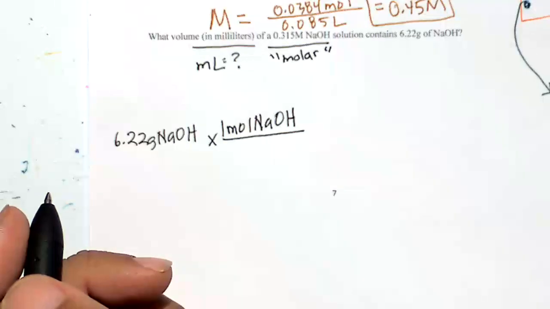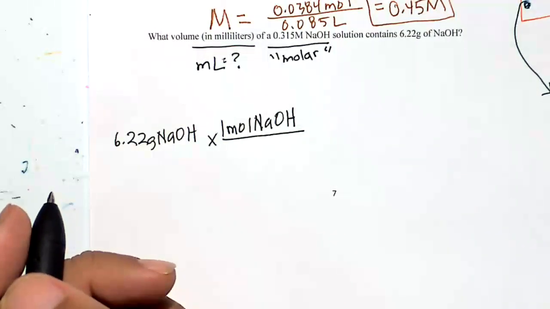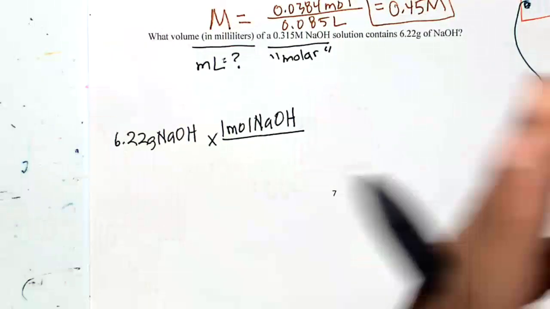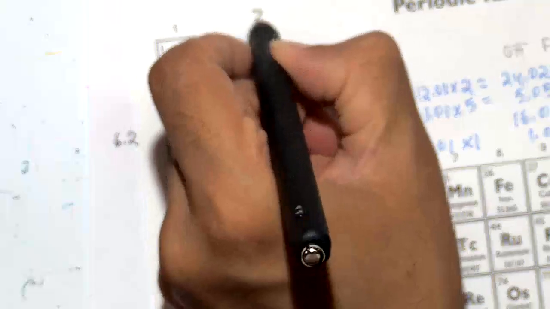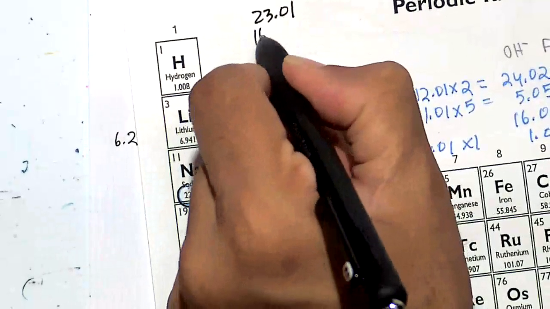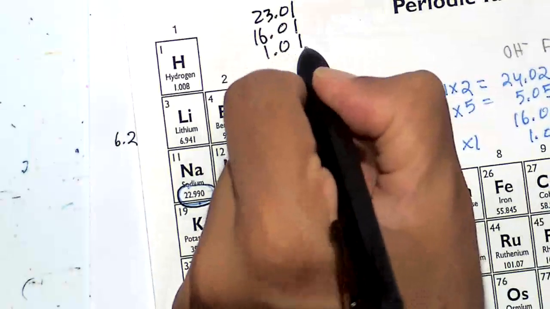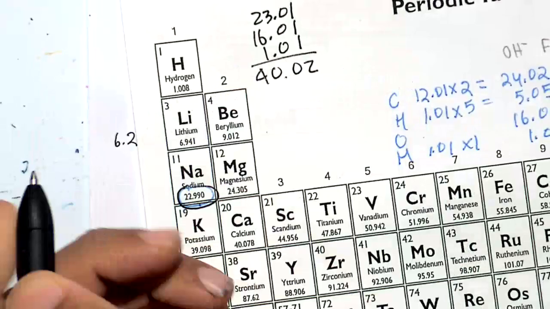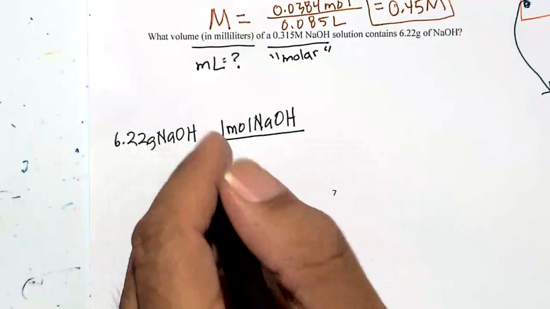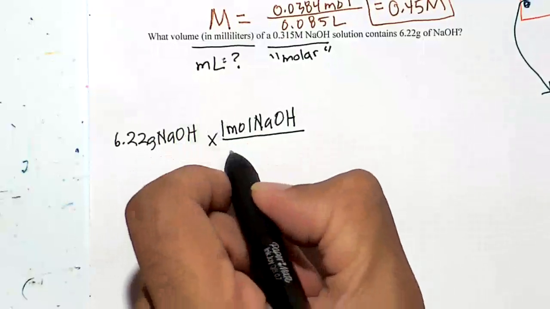So 1 mole of NaOH contains how many grams of NaOH? You know how to do this? Sodium, 23.01. Oxygen, 16.01. Hydrogen, 1.01. So 40. So 1 mole of NaOH is about 40.02 grams.